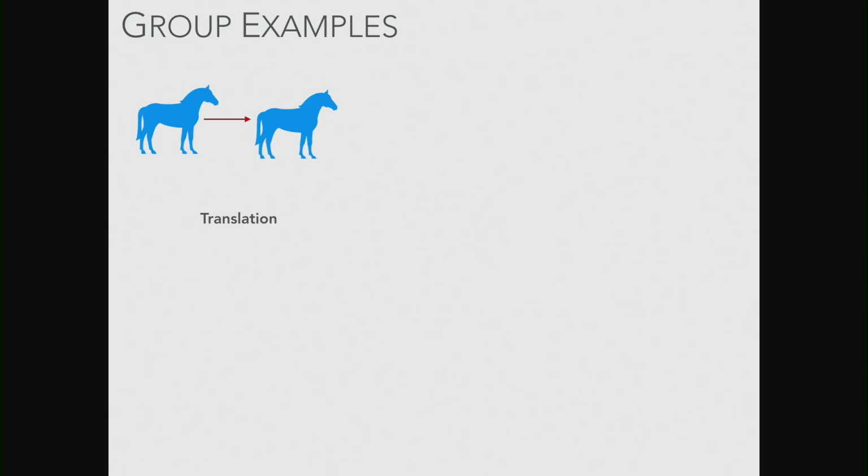Examples are translations, and you can prove this to yourself in your spare time. Translations of translations are translations, etc. I can always invert a translation. Rotations, the same. Roto-translations, which are rotations and translations mixed together. So this guy here is moved up and then rotated. I suppose you could also rotate and then translate.